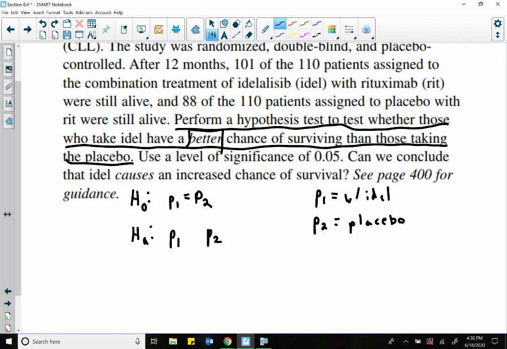Keyword right here: better. So we want those that are taking the treatment to be more than those taking the placebo. Okay? That's what we want. So this is why I said you've got to know who is who. P1 is our treatment and P2 is the placebo. So we want this to be bigger than that, so we're going to use the greater than symbol. Now know that if I had P1 be the placebo and P2 be the treatment, I would have used the less than symbol there. Okay? Because it's all about who is who when you're making that symbol. So there's step one for us. We now know the hypotheses.